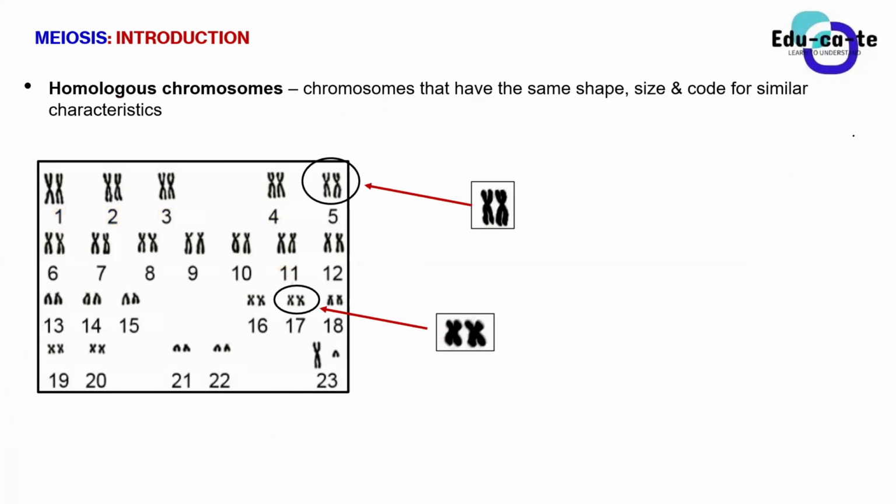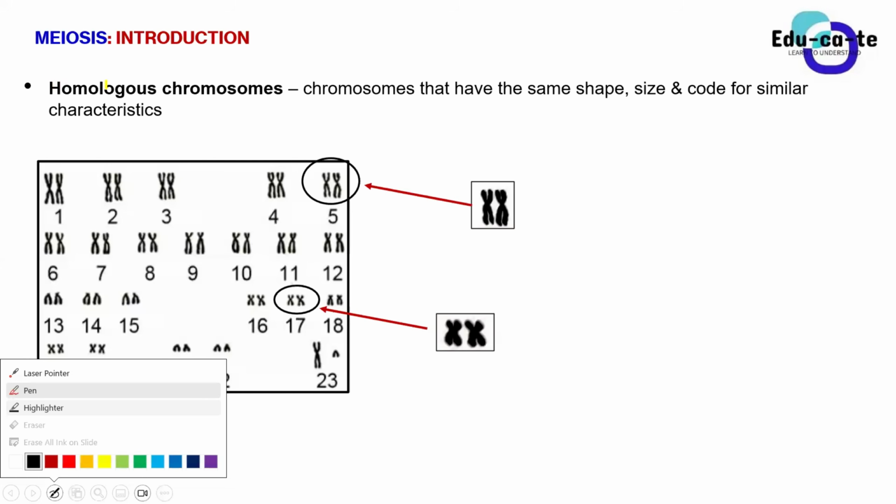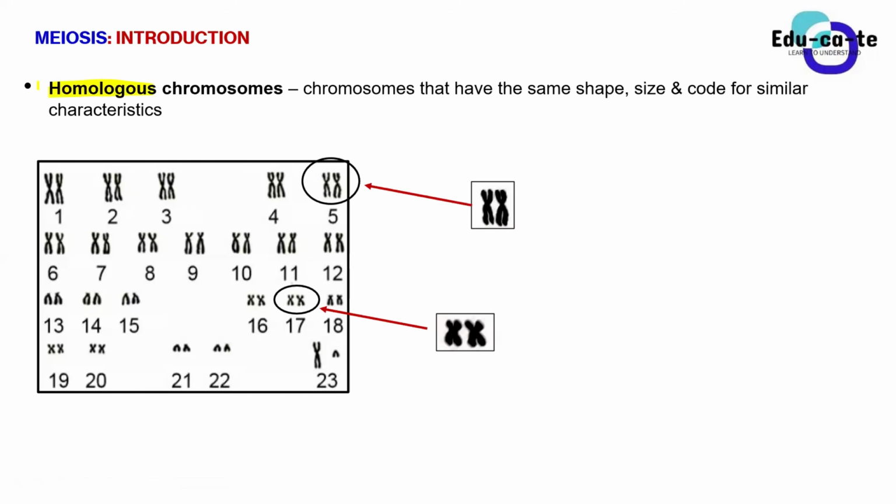Okay, now let's look at the term homologous chromosomes. I told you that in a human karyotype, these 46 chromosomes are arranged in homologous pairs. I didn't say that they are just arranged in pairs, but they are arranged in what? In homologous pairs. The term homologous, what does it mean? Homologous chromosomes are chromosomes that have the same shape, the same size, and they also code for similar characteristics.